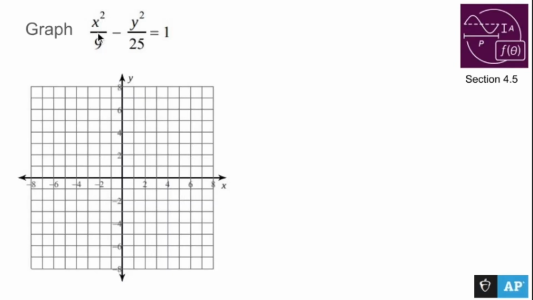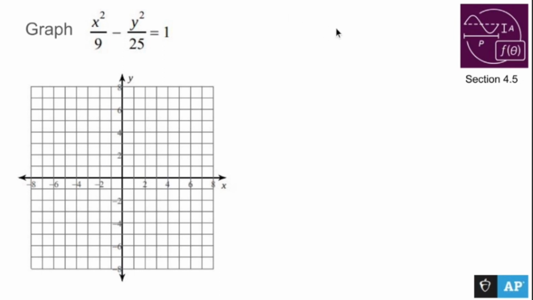Graph x squared over 9 minus y squared over 25. Now, this is a conic section, and there's going to be three main types that you're going to graph. Two of them are going to look like this, where you have an x squared over a number and a y squared over a number. But the key thing here is we have a minus in between, and that tells us that this is a hyperbola.